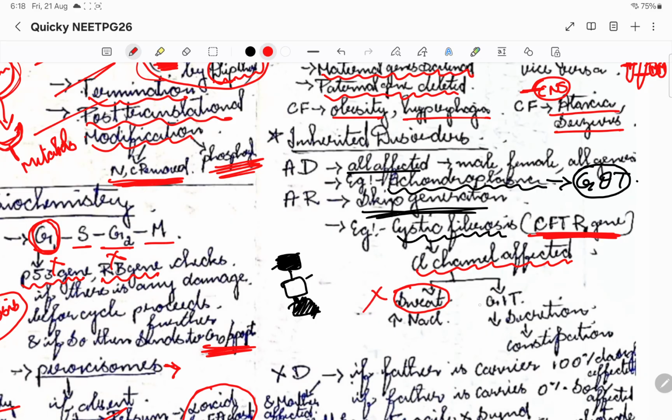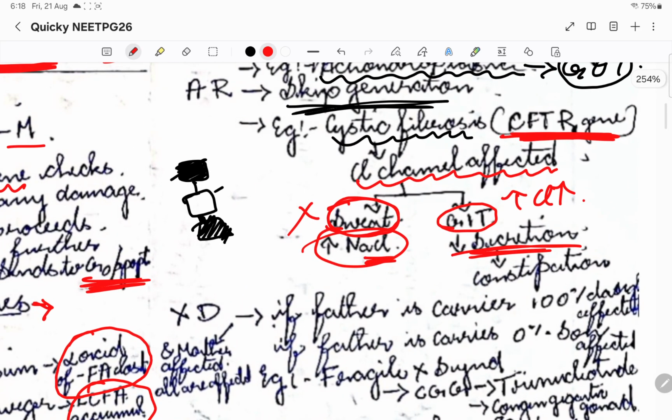Whereas in GIT, the chlorine channel should be increased and there should be increased secretion. But what happens if there is a channel defect? In sweat there is going to be more chlorine, and in GIT there will be less chlorine secretion. So there will be increased sodium chloride secretion in sweat, whereas in GIT the secretion of chlorine is decreased.